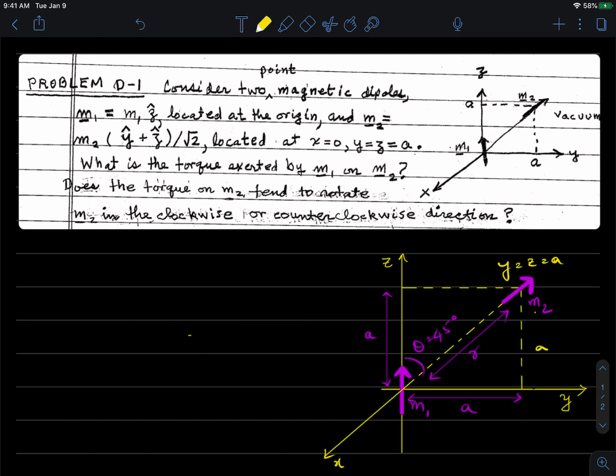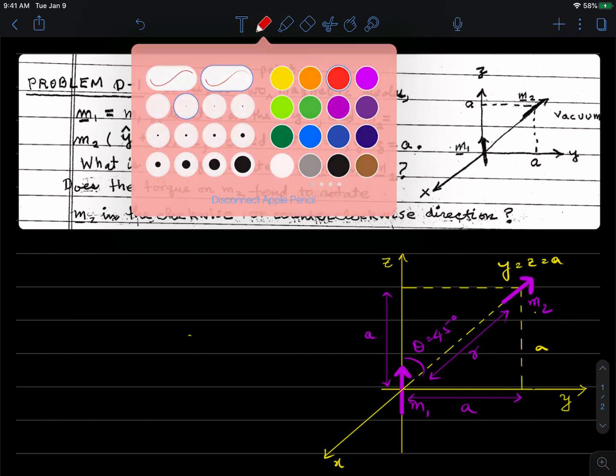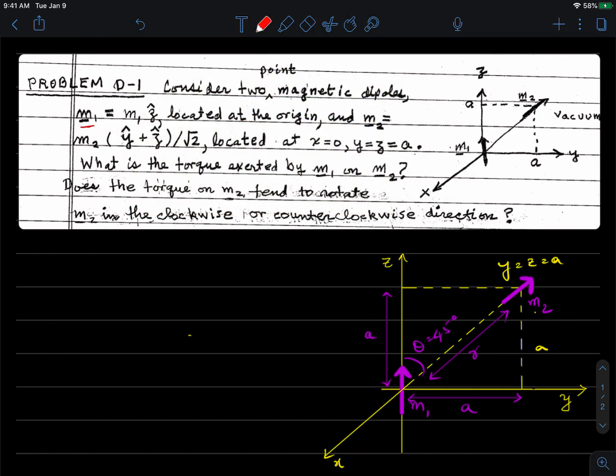The magnetic dipole moments are given by m1 which is equal to m1 z cap, and m2 which is equal to m2 times (y cap plus z cap) by square root of 2. What is the torque exerted by m1 on m2? So to find the torque, we also have to find out if the torque on m2 tends to rotate m2 in the clockwise or counterclockwise direction.